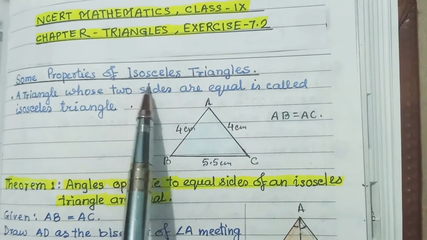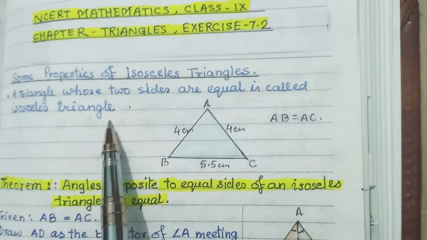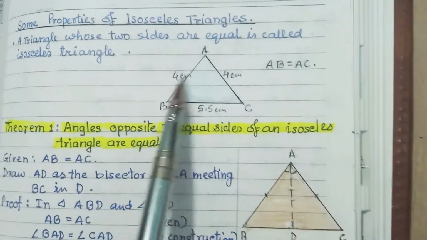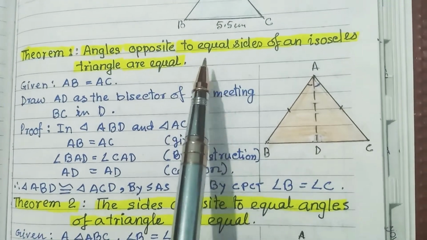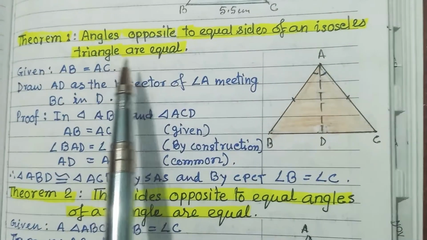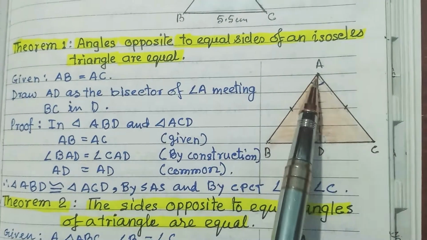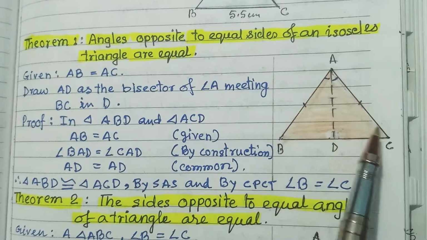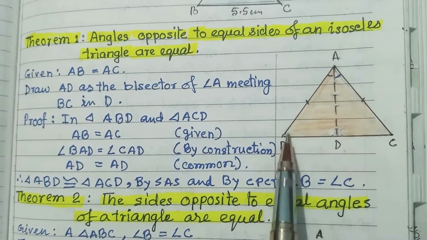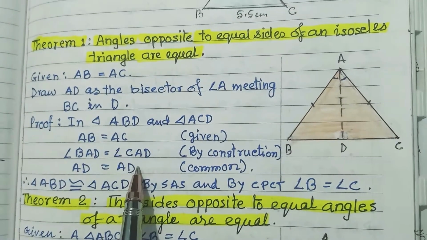We know a triangle whose two sides are equal is called an isosceles triangle. This is the isosceles triangle, with two sides equal. Theorem 1: Angles opposite to the equal sides of an isosceles triangle are equal. Angles opposite to the equal sides AB and AC are equal, so angle C is equal to angle B. We have to prove it.